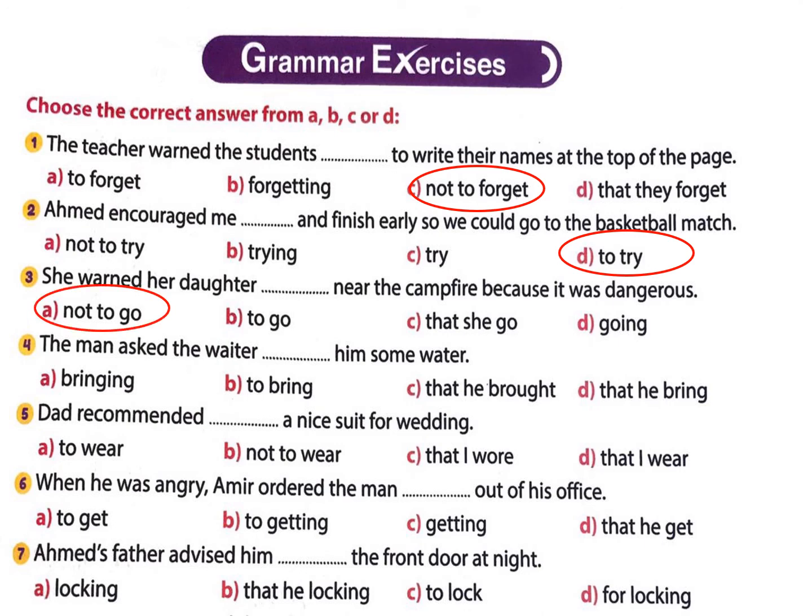Number 4. The man asked the waiter to bring him some water. Number 5. Dad recommended (blank) a nice suit for the wedding. Remember, recommend, like suggest, is followed by ing or by that plus subject plus infinitive. So, that I wear. Number 6. When he was angry, Amir ordered the man to get out of his office. The last one, Ahmed's father advised him to lock the front door at night.